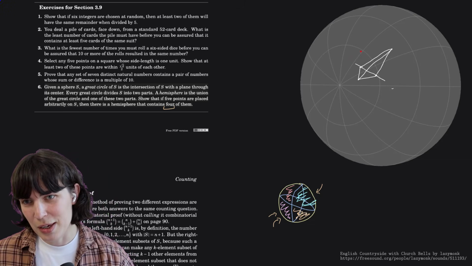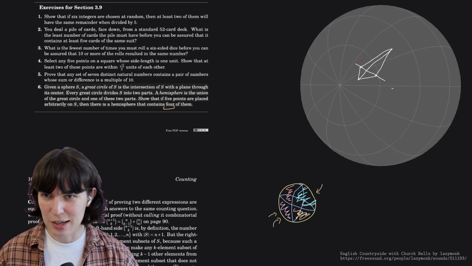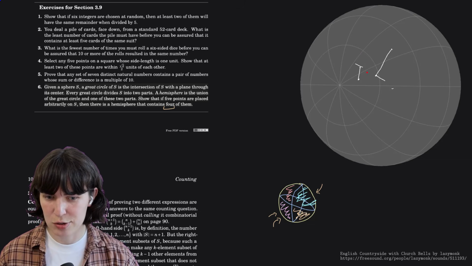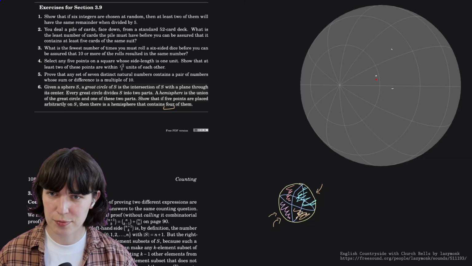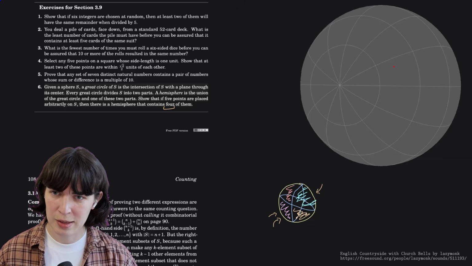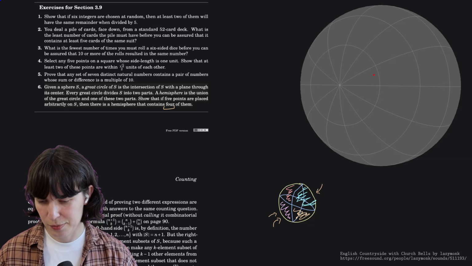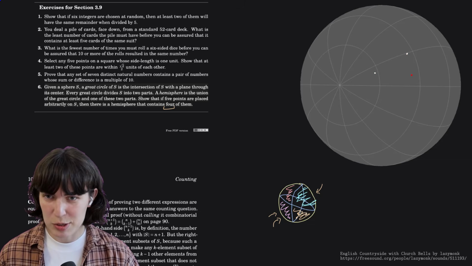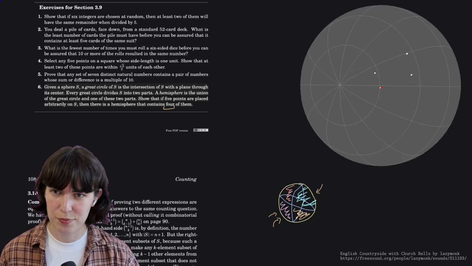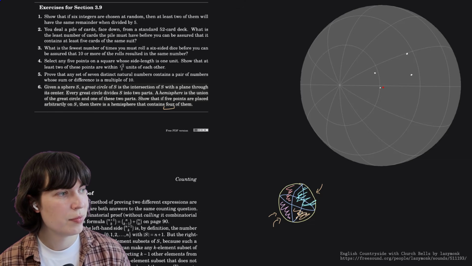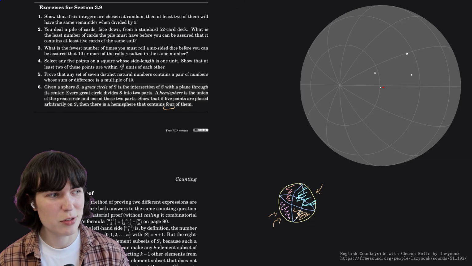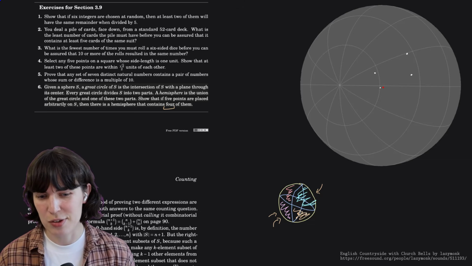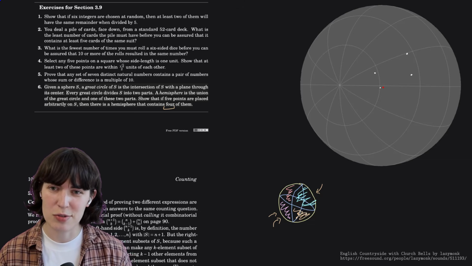Okay, I think maybe this is it. Okay, let's try this out. Let's say we have 4 points. We've got 4 points on a sphere. If they're inside the sphere, we project them to the edge of the sphere. I don't think it matters if they're in the sphere or on the edge of the sphere. I think we can just treat them on the edge of the sphere.